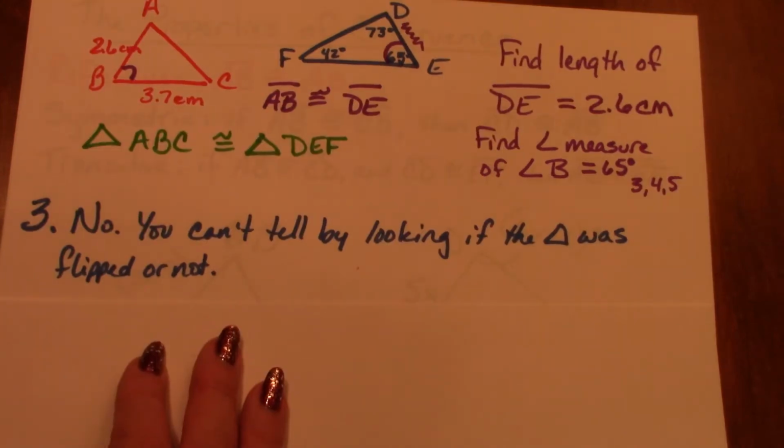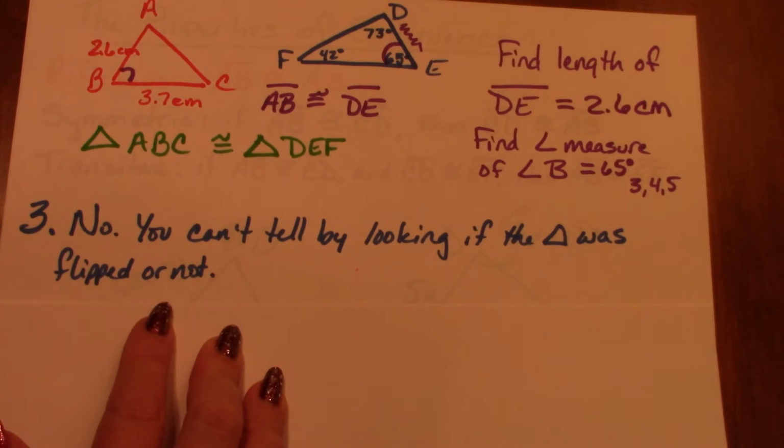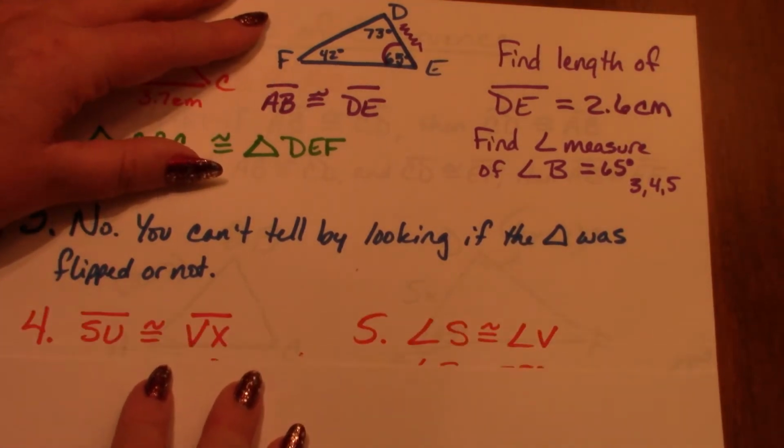With number 3, no, you can't tell by looking if the triangle was flipped or not. So you've got two triangles that really look like they are isosceles, but you don't know that for sure because you don't have any measurements. So JK could be congruent to RQ or it could be congruent to RP, and you're just not sure.